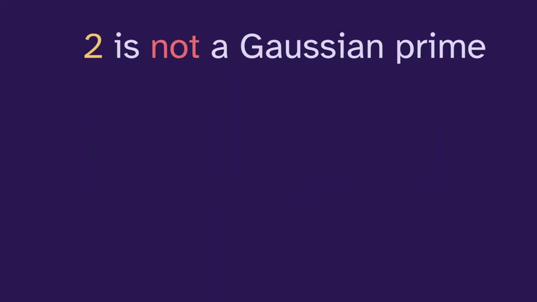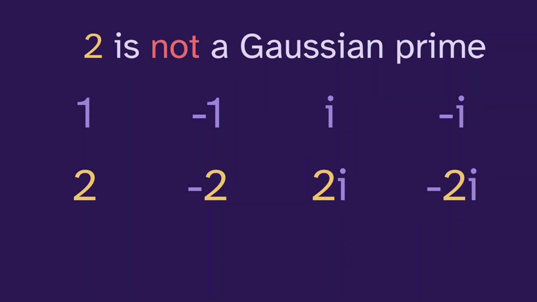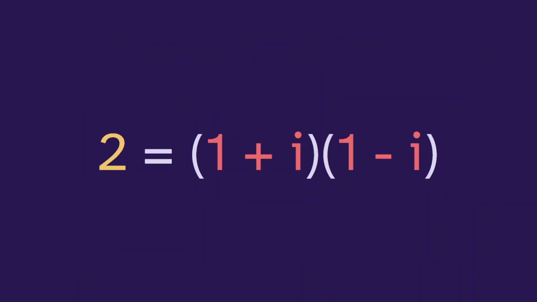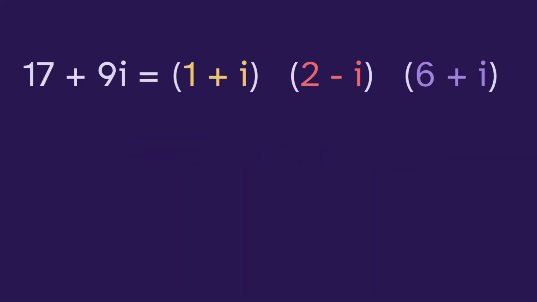But 2 is not a Gaussian prime. 2 has its bare minimum 8 factors, the units and the associates, but it also has these 4 extra factors. So it is not prime. The prime factorization for 2 is 1 plus i times 1 minus i. And every Gaussian integer similarly has a prime factorization. For example, here is the prime factorization of 17 plus 9i.